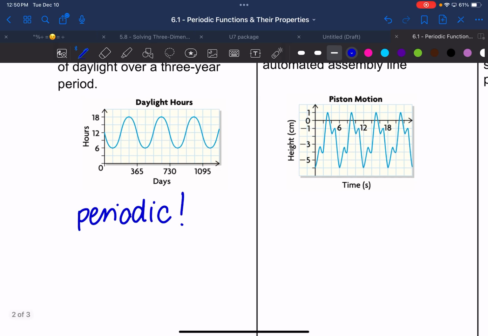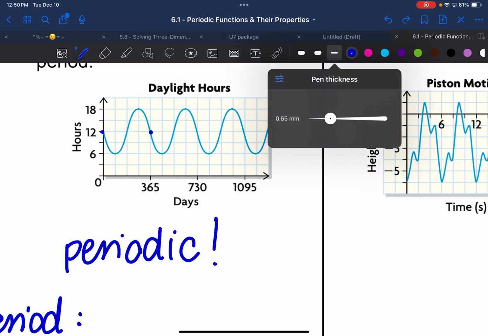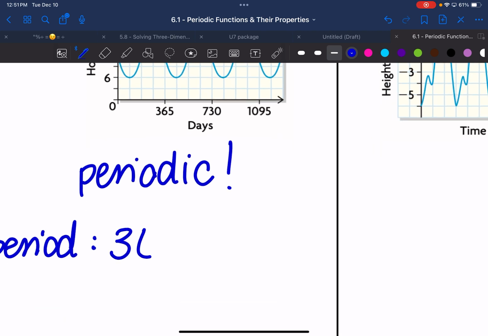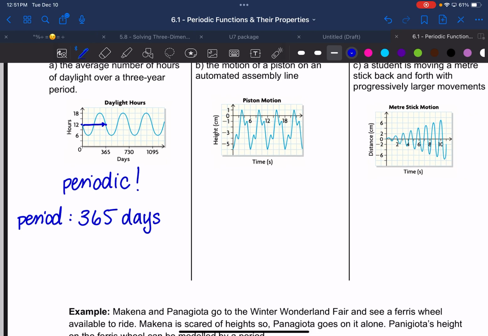Okay, so how long does it take to complete one cycle? What is the period of this function? I'm looking, okay, I start at 12 here, so when do I come back to 12? 365, right? That's really thick for this graph, but 365 days, exactly. So it takes 365 days or 1 year to do a full revolution, to end up back where we started.